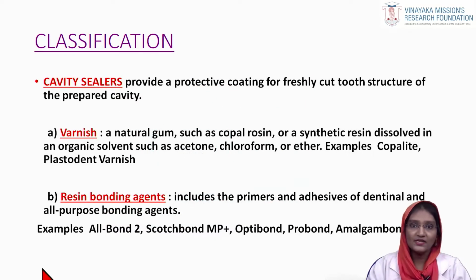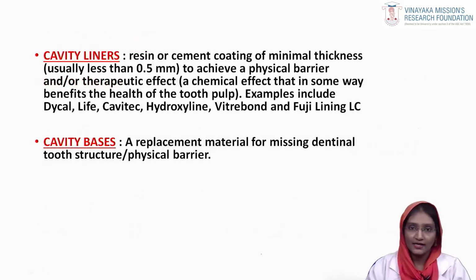So there are three types: cavity sealers, cavity varnishes and the cavity bases. The cavity sealers provide the protective coating for the freshly cut tooth structure of the prepared cavity. This has been further divided into varnish and your resin dentin bonding agents. Okay, the varnish is nothing but a natural gum, whereas the dentin bonding agent is a combination of primer as well as the adhesives. Next one is the cavity liners.